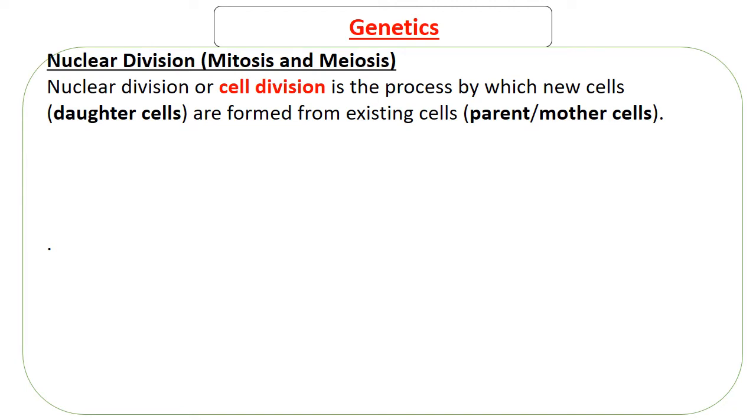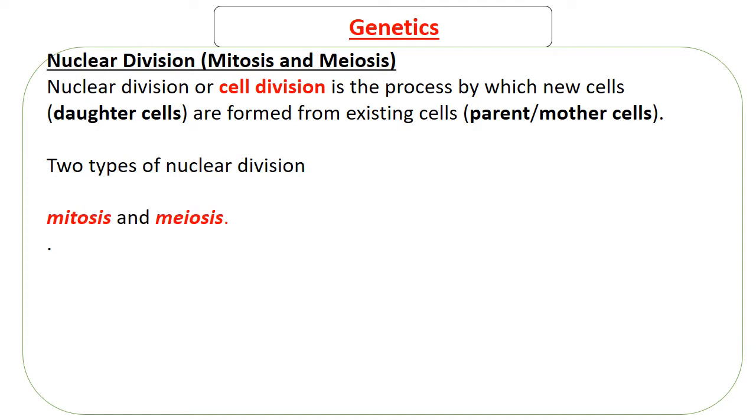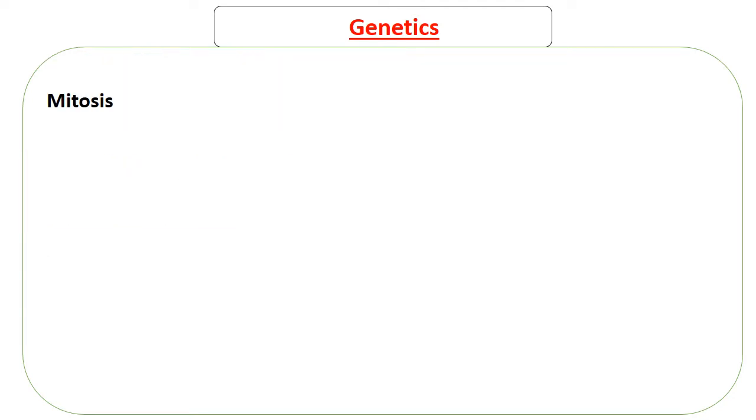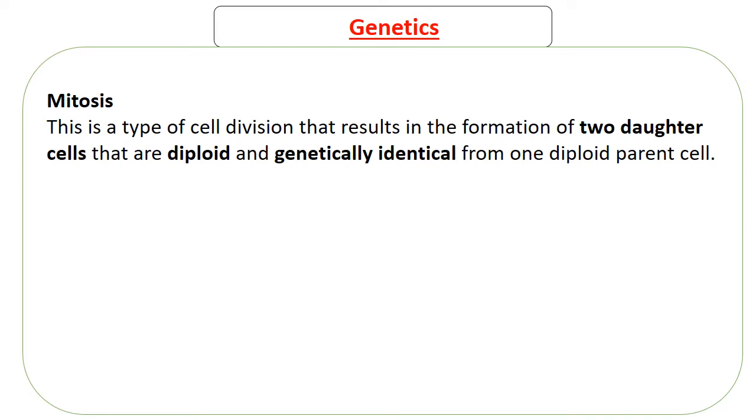So there are two types of nuclear divisions. They are mitosis and meiosis. One is called mitosis, the other one is called meiosis. We're going to start mitosis and meiosis in detail. We start with mitosis. What is mitosis? Mitosis is a type of cell division that results in the formation of two daughter cells that are diploid and genetically identical from one diploid parent cell.